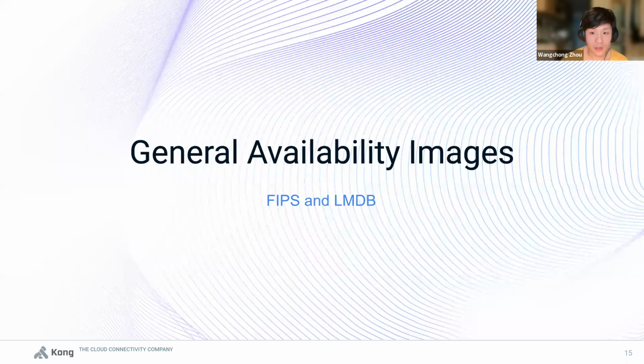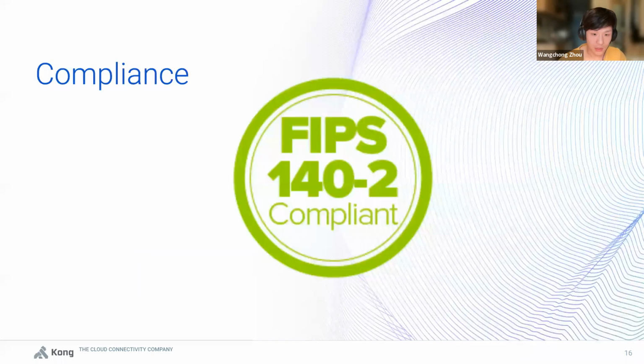Okay, so after this topic, let's go to something you'll be able to download and run on your site. So we'll talk about the images that will have general availability in 3.0. The two things, FIPS and LMDB, I have here are something you might already have heard about during the previous monthly call if you joined. But this time we're actually making it available for everyone to use. You can actually download and run it on your site.